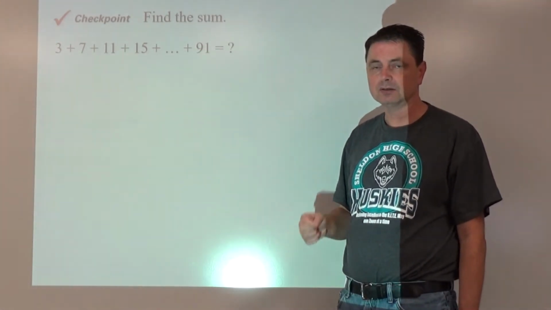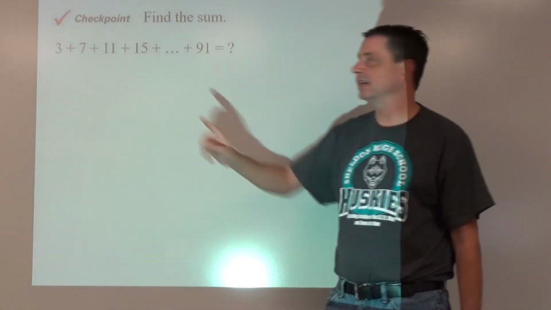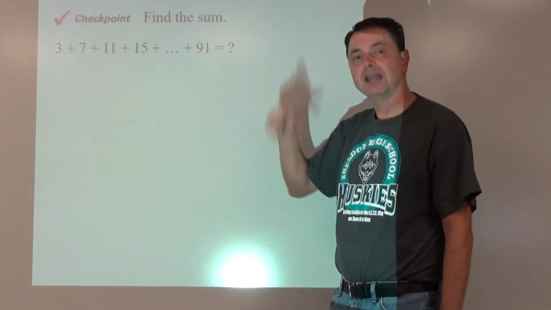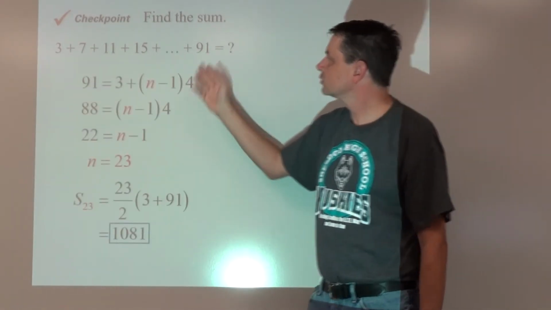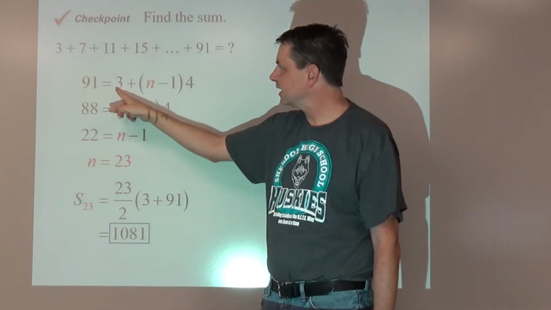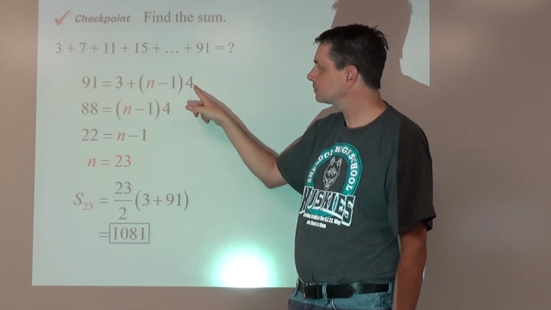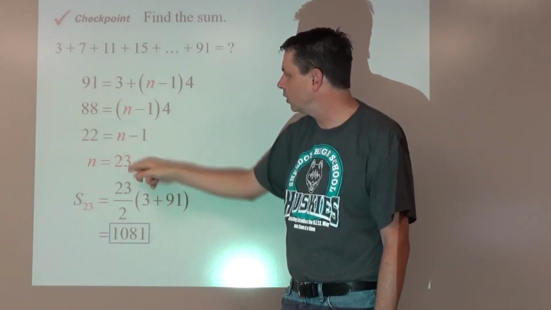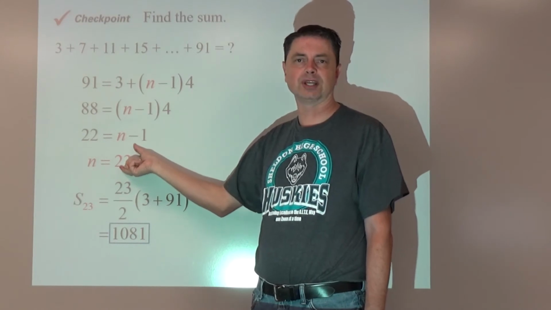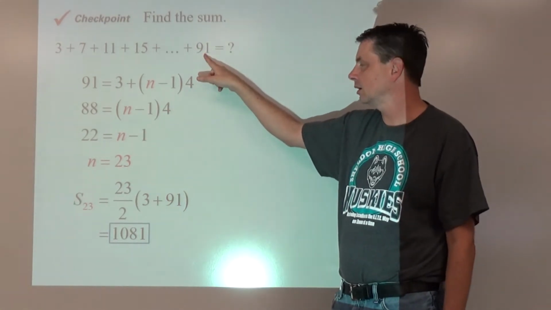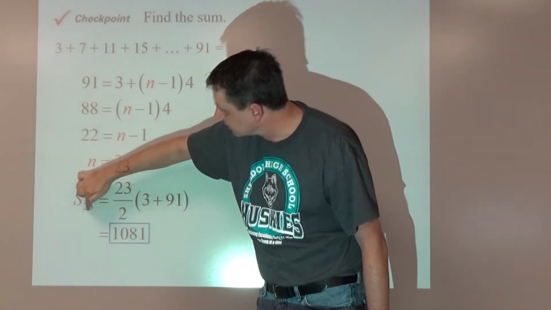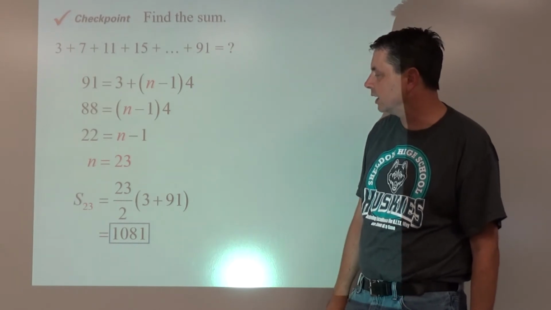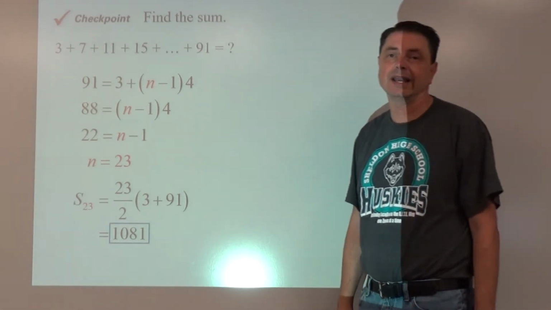a sub n, being the last one, is equal to a sub 1 plus a common difference of 4 times n minus 1. So the last term is equal to a sub 1 plus n minus 1 times d. Let's solve for it. So we subtract 3, we divide by 4, add 1. There we go, we've just found out there's 23 terms. That's the 23rd term. Now we know everything, so S sub 23 is 23 divided by 2 times 3 plus 91, and you get a sum of 1,081.